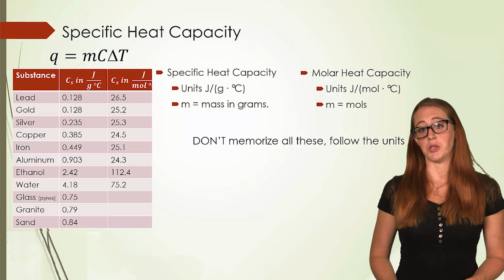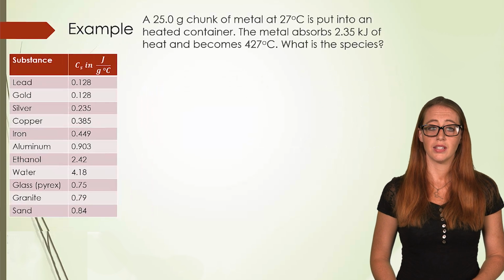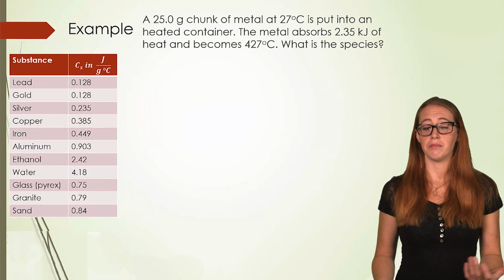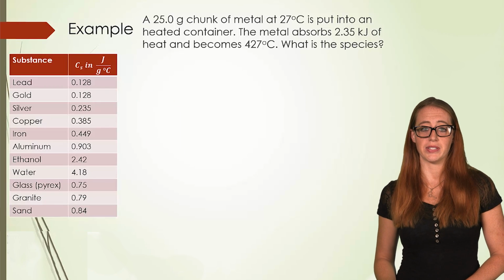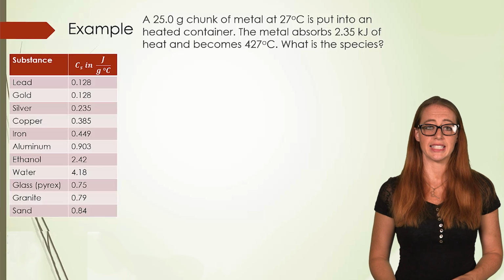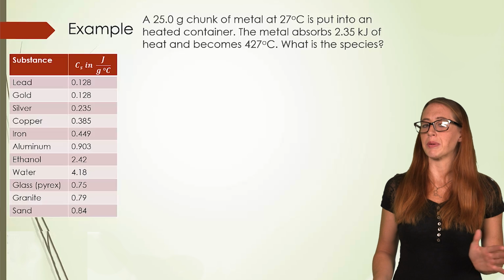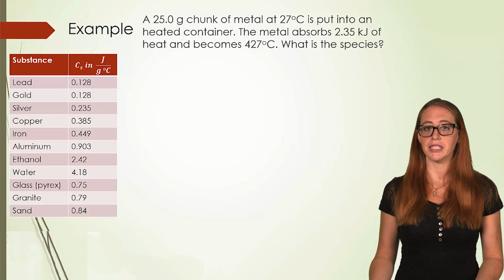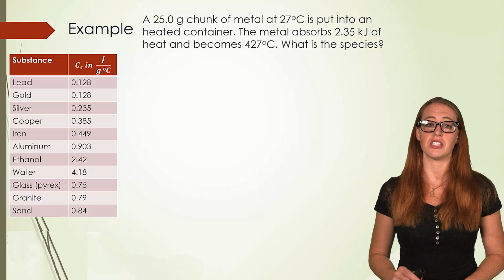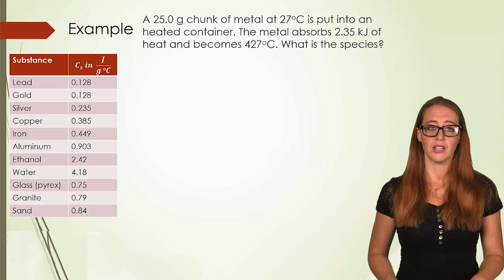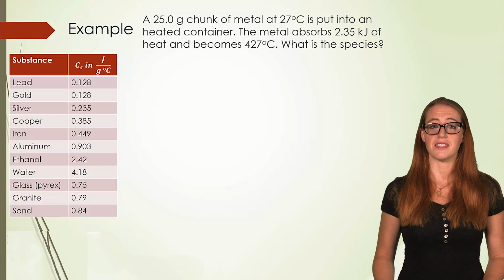Now let's do an example using this. That's the simplest way to explain how the problems work. We have a 25-gram chunk of metal. We don't know what the metal is. It's at 27 degrees Celsius, and it's put into a heated container. We can measure how much heat it absorbs. This is probably done by using a thermometer, and we'll talk about how that's done in a later problem. But for right now, I just tell you that it's 2.35 kilojoules and that it becomes 427 degrees Celsius. What is the species?